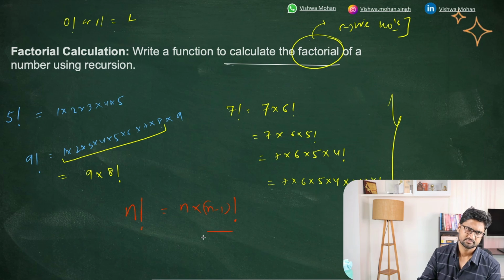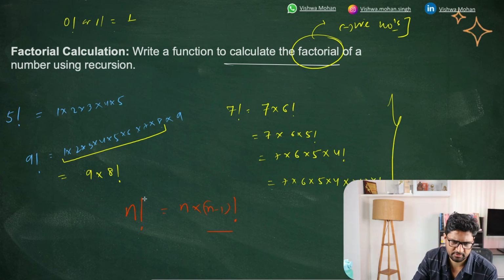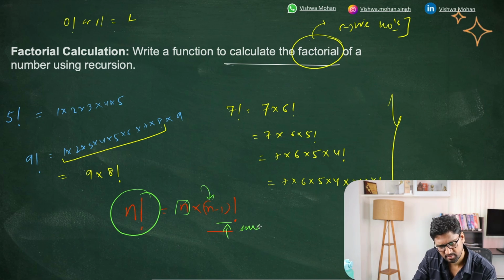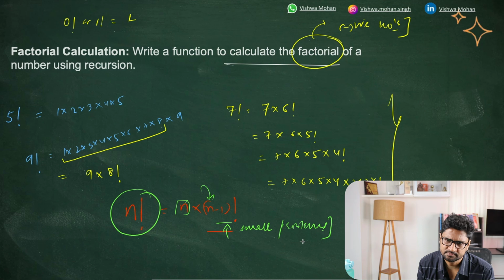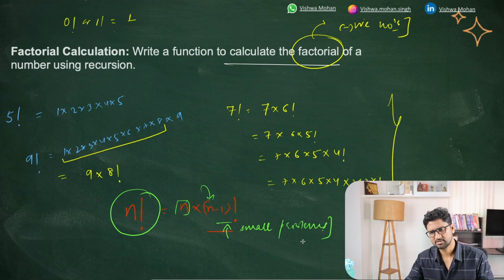Right? So if I have to solve this problem n factorial, I can multiply n into n minus 1 factorial. So this is a smaller problem. With this we get a hint that this problem could be solved using recursion. So let's start solving using recursion.